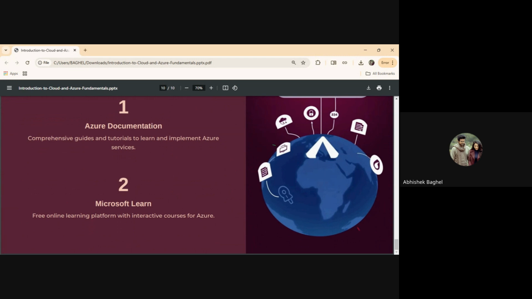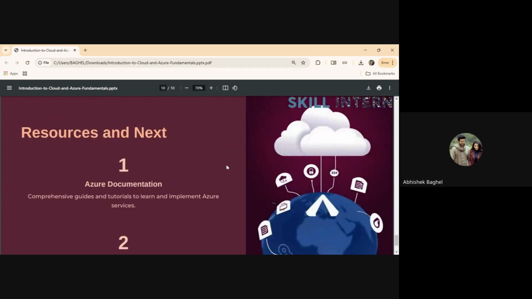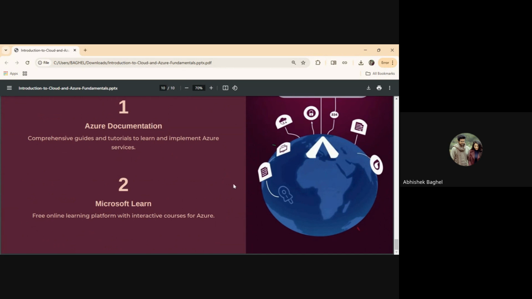Management tools: the Azure portal, a web-based interface to manage resources, Azure CLI and PowerShell. Okay, Azure Resource Manager (ARM) it is called. Infrastructure is managed through it. So that's it. Introduction about Azure and cloud services.